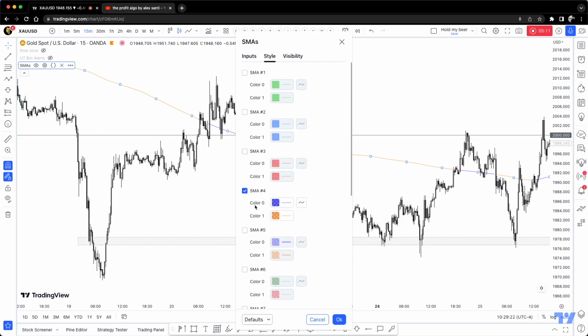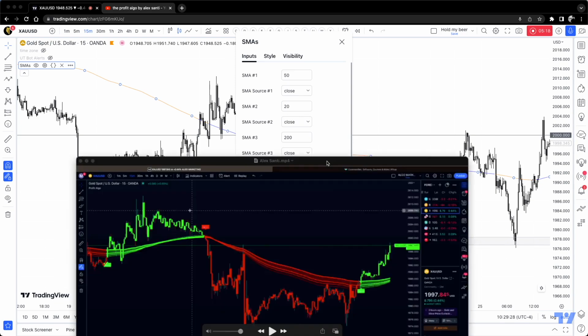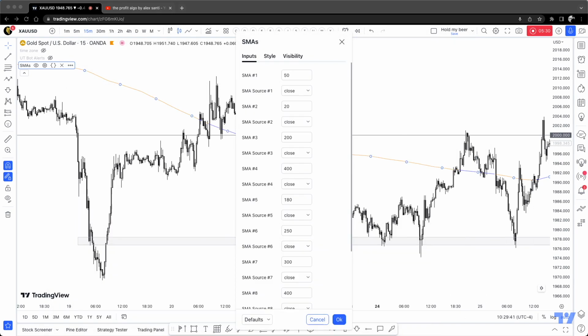You only need one in this case. You don't need the 3 lines that he's using. I mean, he's using that for a purpose, maybe to secure partial profits or something, or just as a sign for you to maybe get out of the trade. But as I mentioned, that's not that necessary.